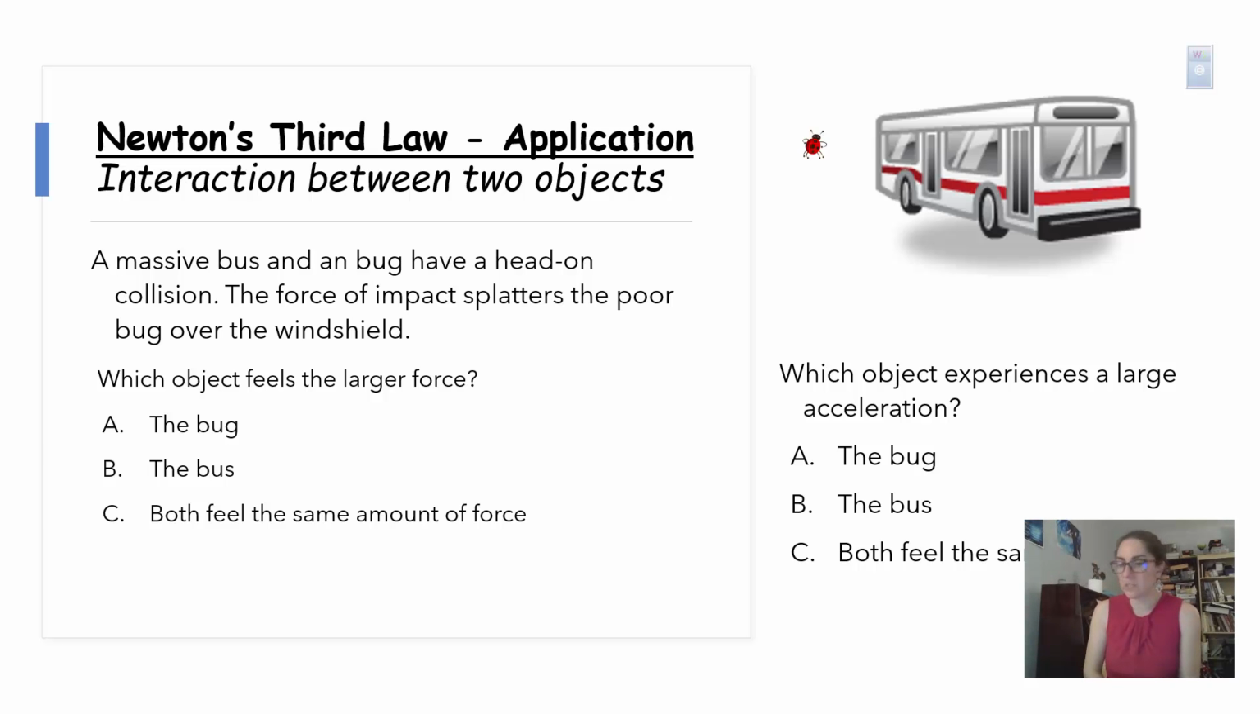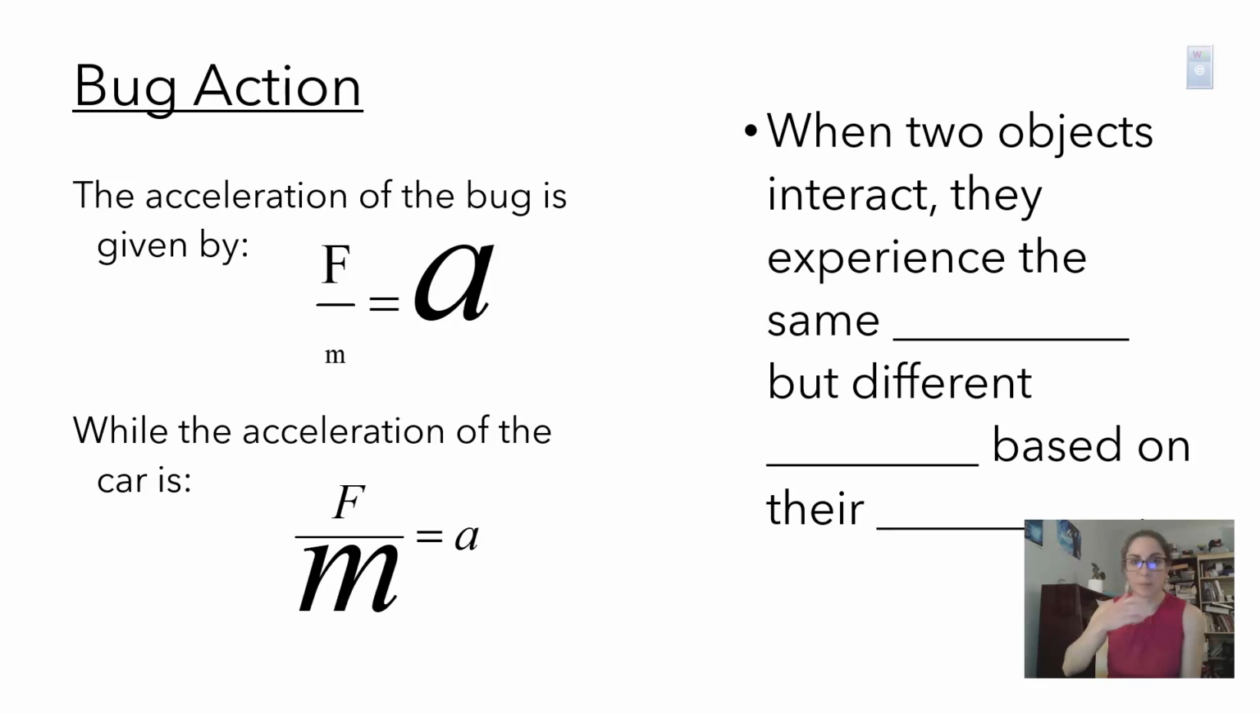Now, the force that the bug applies to the bus is small. It doesn't actually push the bus back, but the bug will definitely feel it. So, kind of like I was describing before, it's all about the mass. When two objects interact, they always experience the same force, but different accelerations based on their mass. I'll say it again. When two objects interact, they experience the same force, but different accelerations based on their mass. So this is how we apply, and notice we're applying Newton's second law when we do this as well.